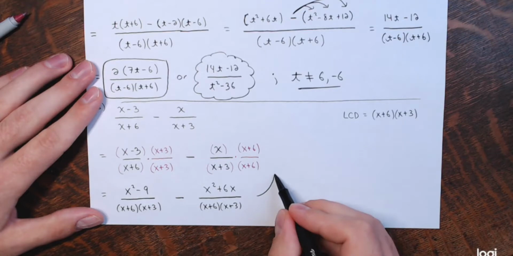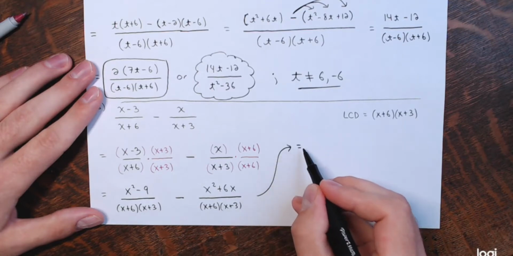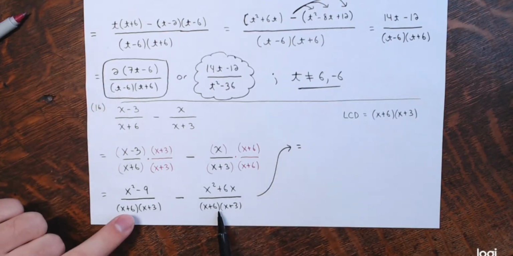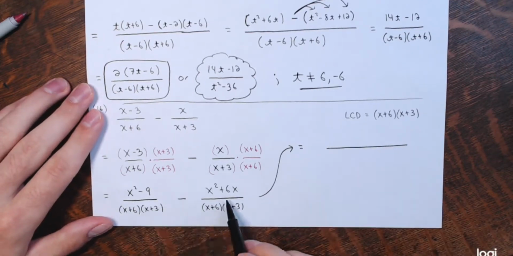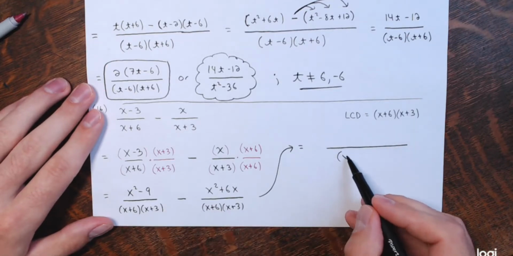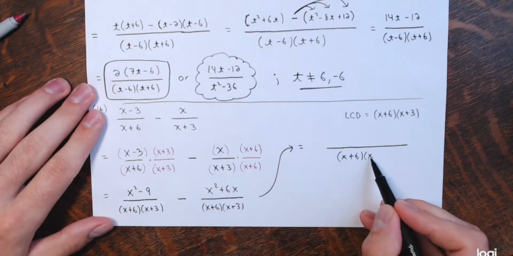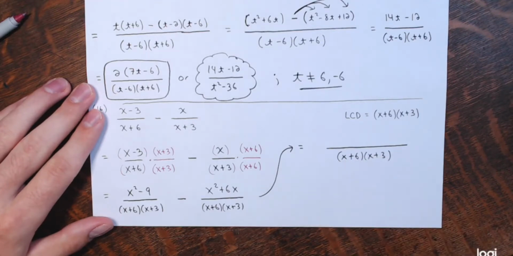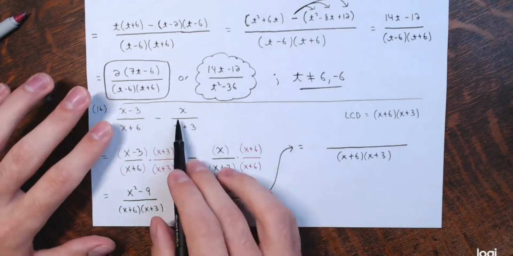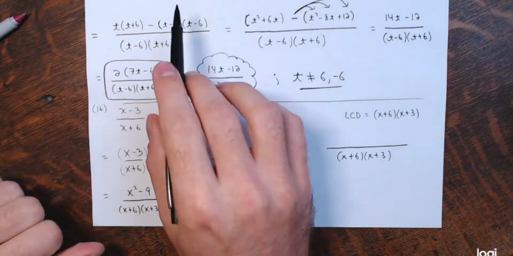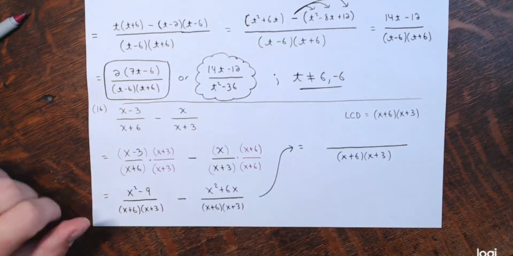Now that they have the same denominator, they both have the denominator of the LCD, I can put them together. When you add or subtract fractions with the same denominator, that denominator is the denominator of the sum or difference. So we have x plus 6 times x plus 3, the LCD, in the denominator. And then when you're subtracting, that's why I wanted to take this one a little more slowly. I think I did example 15 a little too quickly.